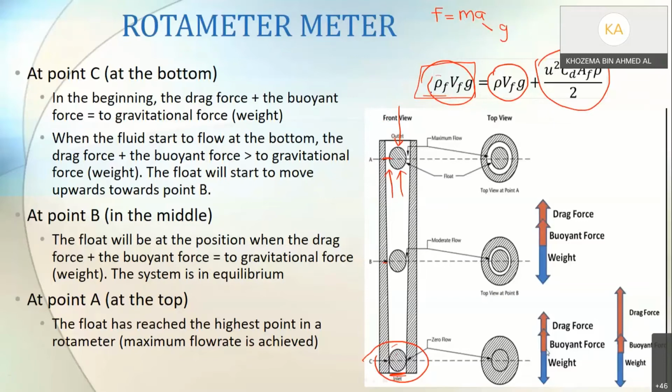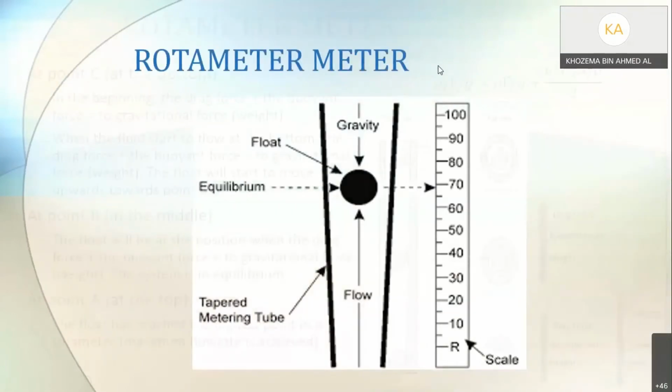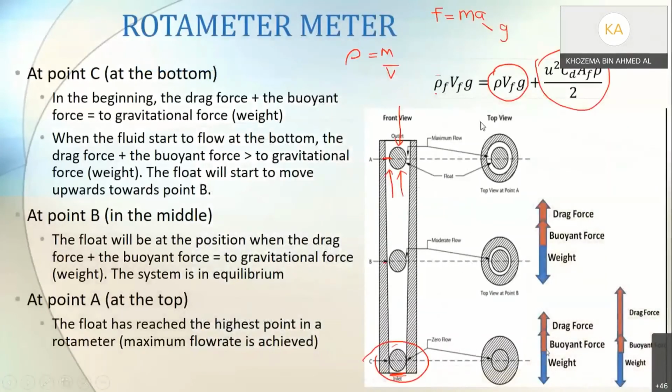And M here is actually density times your volume, right? So if you have rho is equal to M over V, so M here is just rho times V. So this is how we get the value of this one. The same goes for your buoyancy force. The buoyancy force, if you see here, is rho F, Vf, G. For this one, it's rho, Vf, and G.